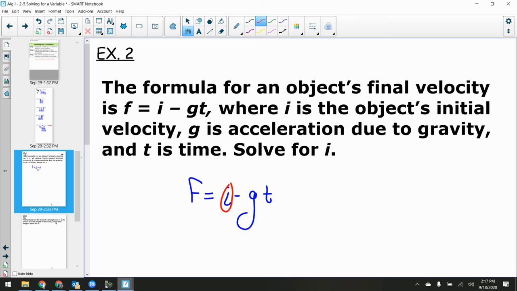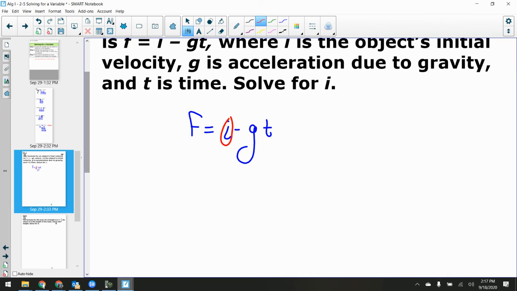So what's being done to I? Being subtracted, right? What undoes subtraction? Addition. Now, do I want to break apart the G and the T? No, I want to move that all together as one. Is I completely alone? Yes. So I'm done.